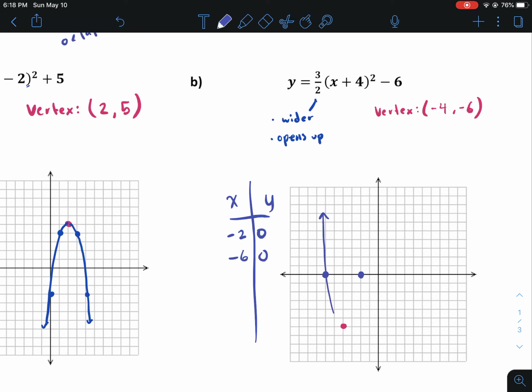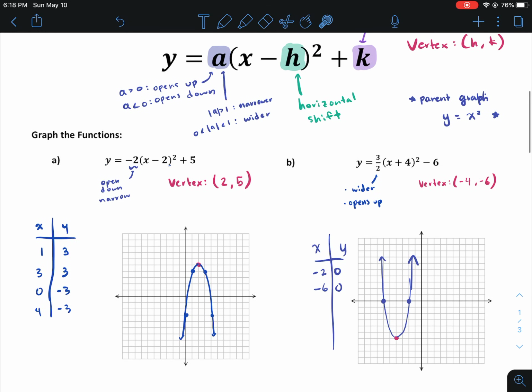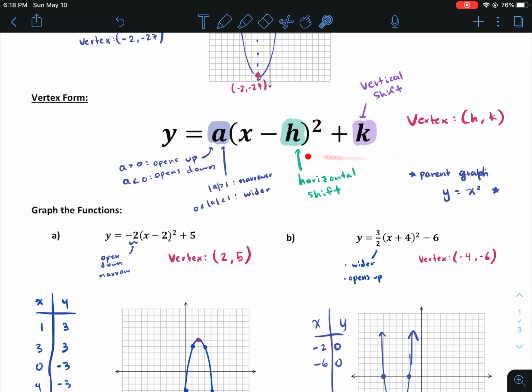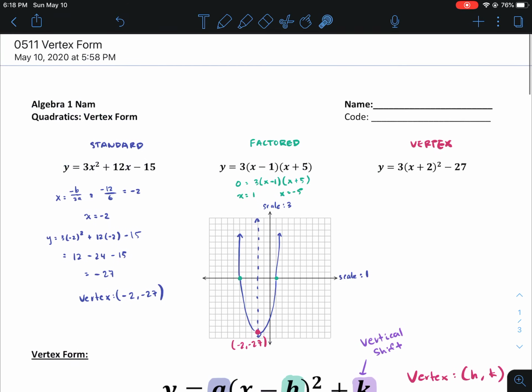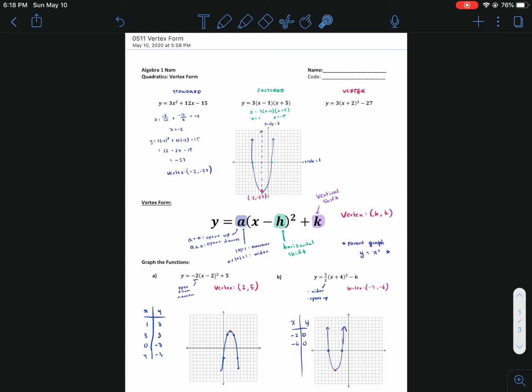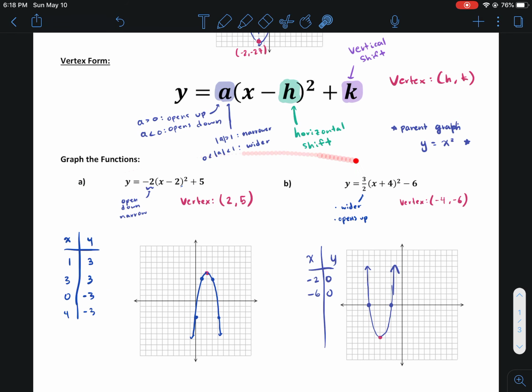And I'm just going to go ahead and sketch that graph with those 3 points. Right, so bare minimum you need 3 points: your vertex and 2 other points. Okay? But hopefully you're seeing that vertex form is going to give us the vertex without having to do the negative b over 2a. Okay. So for your homework, you'll be graphing just a few of these on Khan Academy, right?